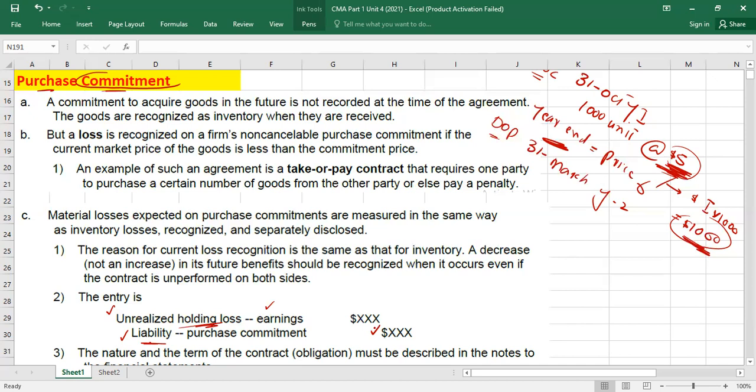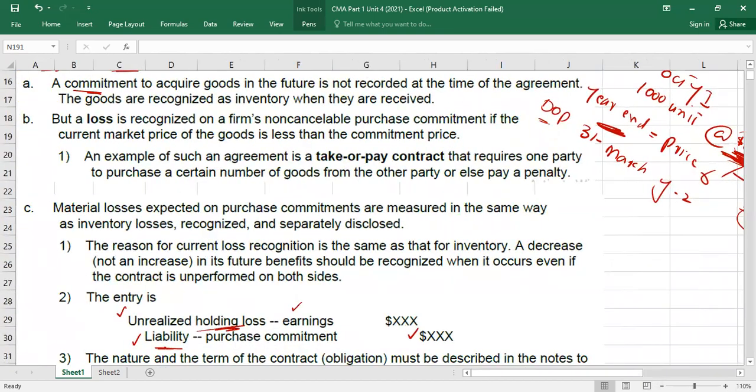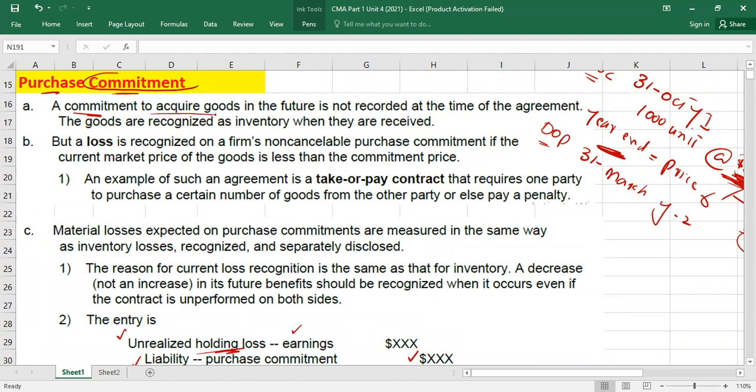As I have given you the overview, now let's have a look at what they are trying to tell you. We are talking about purchase commitment. A commitment to acquire goods in future is not recorded at the time of agreement. On the date when you sign the contract, you don't need to pass any entry. The goods are recognized as inventory when they are received. Obviously, at the time of purchase, once you buy it, that time you can record the inventory. At the time of contract, you will not pass any entry.